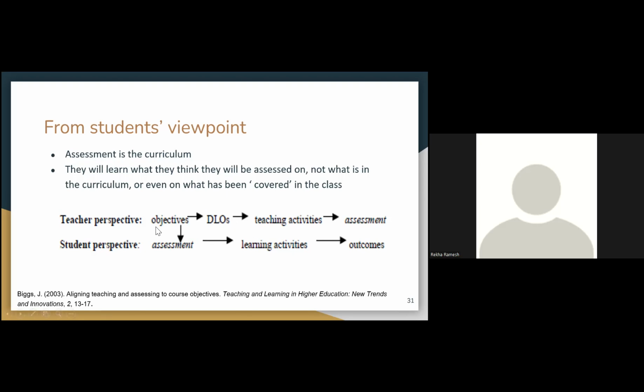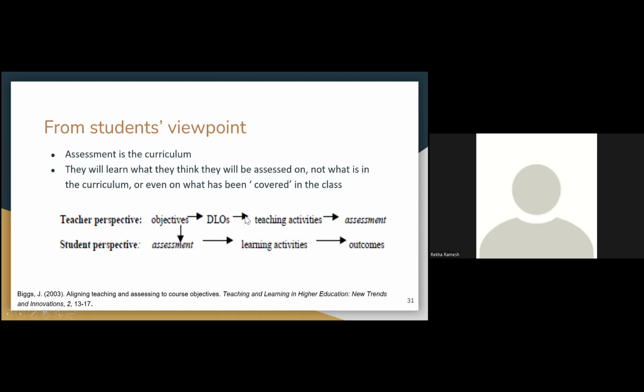From the teacher's perspective, assessment is last. That is, it goes with the objectives, then learning outcomes. Then you decide what teaching activities to be done for that, and then you decide the mode of assessment. But from the students' perspective, it is assessment first. They are bothered about the assessment, and then they decide what learning activities they should do to be successful in that assessment and what outcomes. So this is the approach followed by students, and this is the approach followed by a teacher.